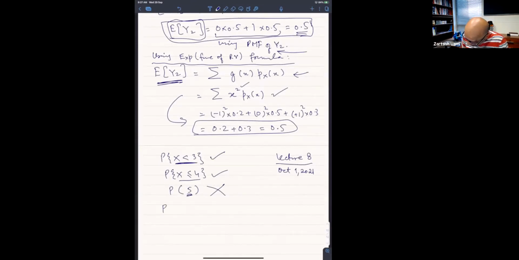I can say that probability x less than or equal to 4 is Fx of 4. So it is okay to talk about Fx of 5, which is equal to the probability x less than or equal to 5. But I cannot write this as probability of 5. That has no meaning. Okay, sir.